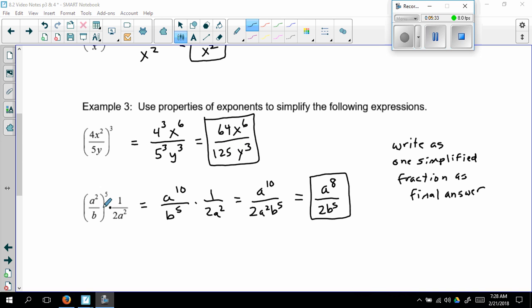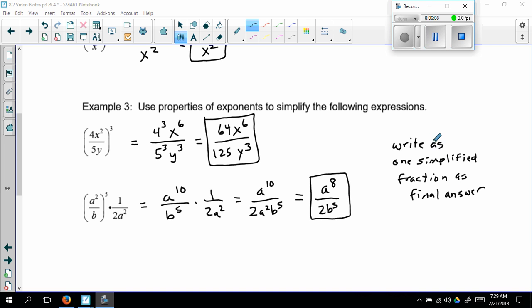Looking at the next one, a squared divided by b, raised to the 5th power. I went ahead and did that. I got a to the 10th divided by b to the 5th, times the 1 over 2a squared. I multiplied the two fractions and made it one fraction. I get this, and then I notice, look, I have two a terms. I don't want to end up with two a terms, so I have a to the 10th over a squared. I can use my subtraction for the quotient property, sorry. So I get 10 minus 2 is the 8. The 2 is still on the bottom. The b to the 5th is on the bottom.